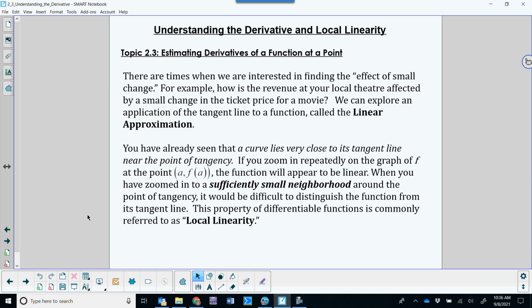And so sometimes you'll be told to look at the local linearity. Sometimes you'll be told to do a linear approximation. Sometimes we'll say use the tangent line to approximate the derivative or the function value, things like that. And that's because of this feature.